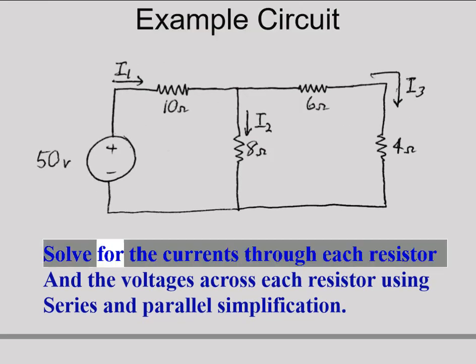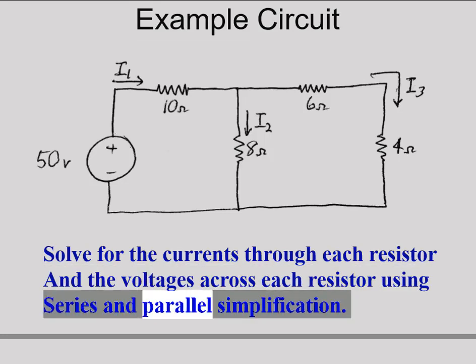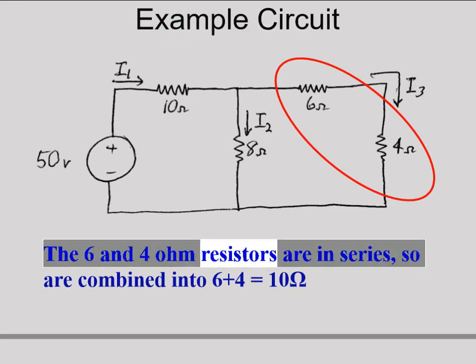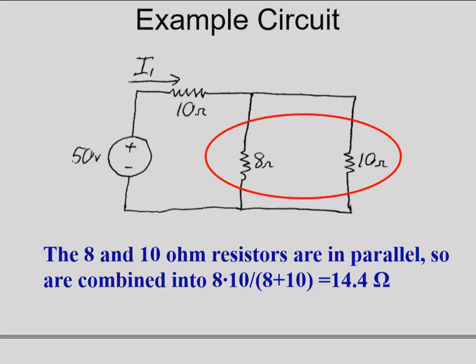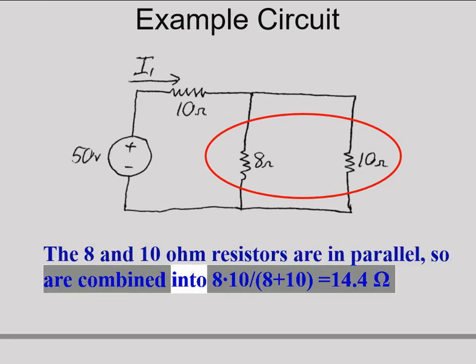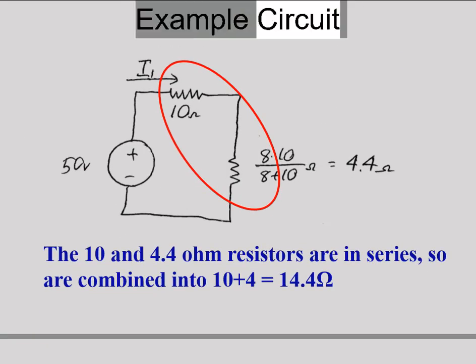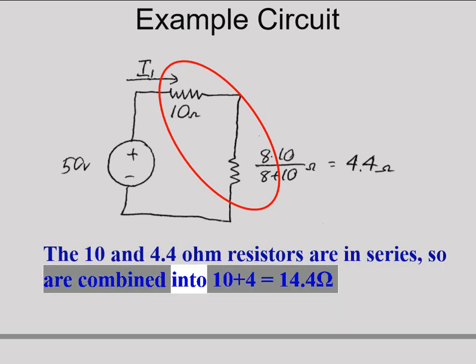Example circuit: solve for the currents through each resistor and the voltages across each resistor using series and parallel simplification. The 6 and 4 ohm resistors are in series, so are combined into 6 + 4 = 10 Ω. The 8 and 10 ohm resistors are in parallel, so are combined into (8)(10)/(8 + 10) = 4.4 Ω.